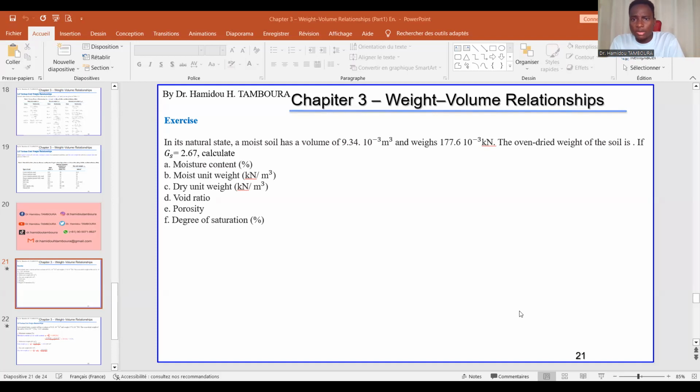Last time we talked about the weight-volume relationship, and we have seen a lot of relationships between weight and volume. So before we continue in our program of soil mechanics, I think it is better we do at least one example before continuing. I am proposing this exercise, which is a direct application of the formulas we talked about in the previous video, which is the first section of this chapter.